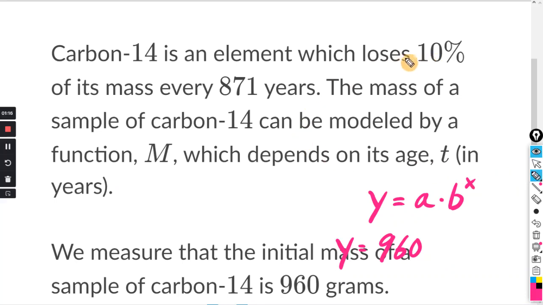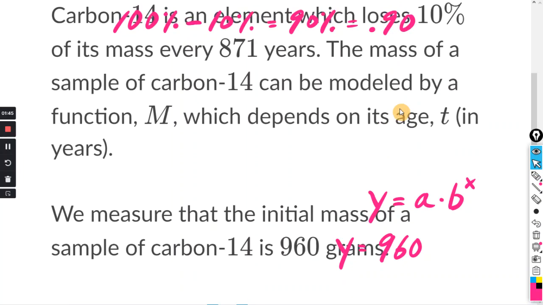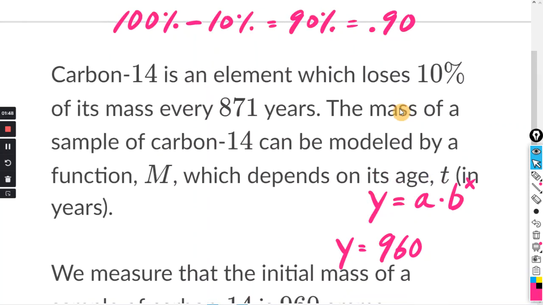All right, in order to lose 10%, you start with 100%, and you remove 10%, and you are left with 90%. In decimal form, if you move the decimal over 2 places, that's going to be 0.90. Okay, you can write 0.9 if you want. But in order to lose 10%, you multiply by 0.90. So I'm going to take the initial value of 960 and multiply it by 0.9.